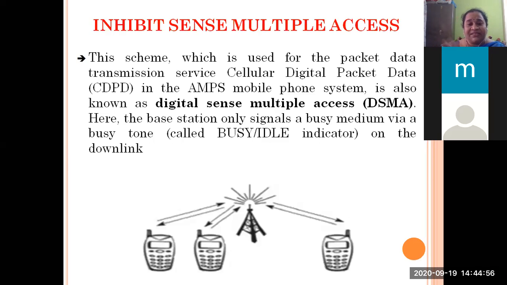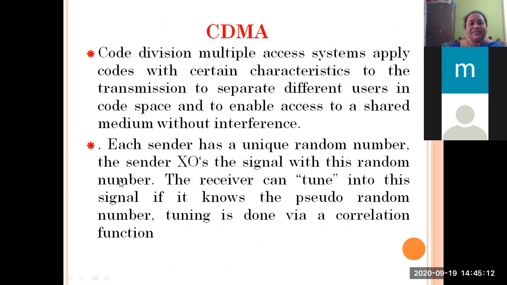That is within the base station and between the mobile station itself, this is being done. Internally, it will be identified by the corresponding base station itself. This is called digital sense multiple access, mainly used in the advanced mobile phone systems, which is an analog system procedure, right? And next one is CDMA.